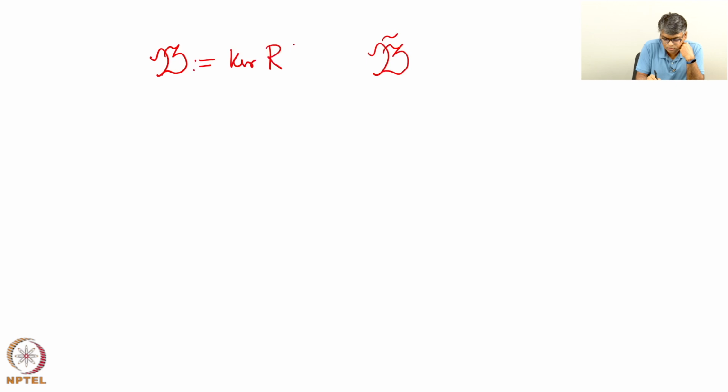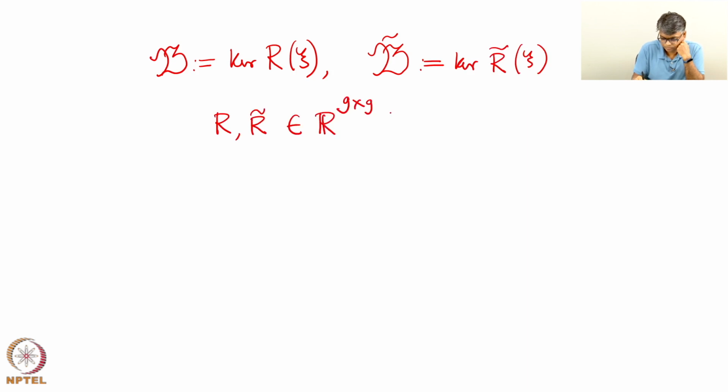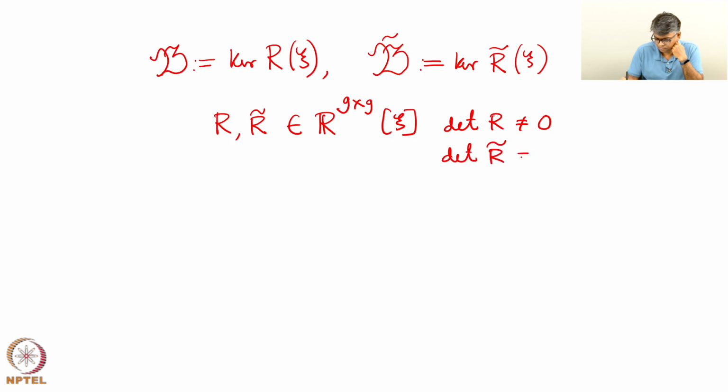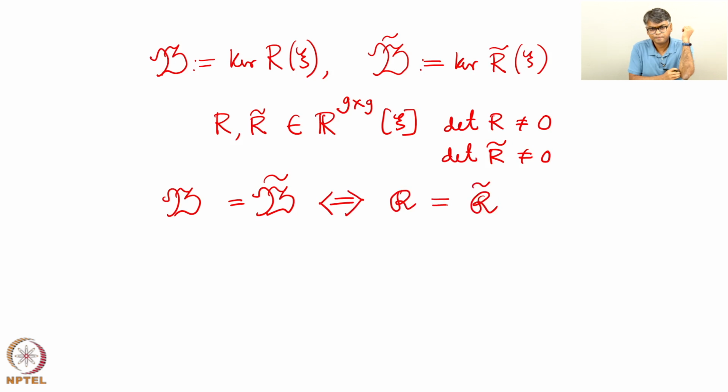So in the last lecture we actually proved that if there are two behaviors B and B tilde given by kernel of R(ξ) and kernel of R tilde(ξ), provided they are autonomous, which means R and R tilde both are square matrices with non-zero determinant, then B is equal to B tilde if and only if the row spans of R and R tilde are equal, okay? Provided of course they are autonomous. That is what we had proven.